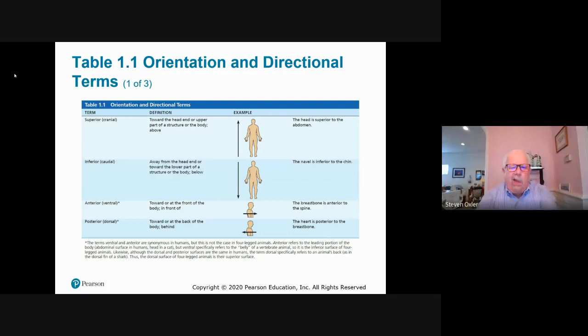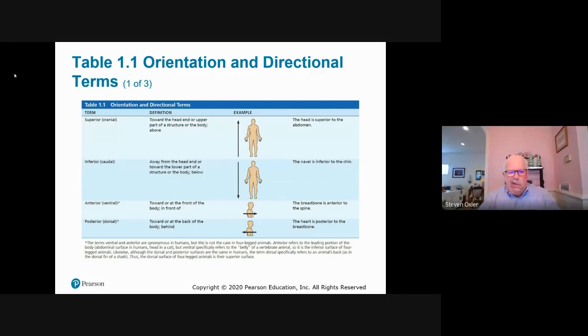Inferior, otherwise known as caudal. We don't usually use that word caudal anymore because the word caudal means tail, and not many of you have a tail. Okay? So the word inferior is the word that we use. The navel is inferior to the chin.